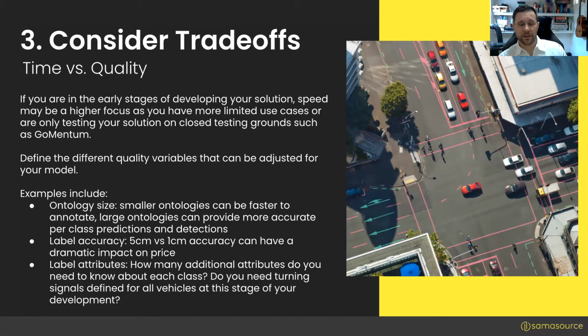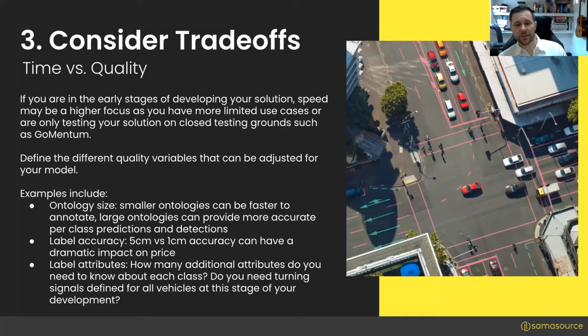What about your label accuracy? Is 5 centimeters okay? Is 1 centimeter okay? There's a big difference in price for getting to 1 centimeter of accuracy, and it's a lot more time to do so. So consider where you are and your system's capabilities as to whether at an earlier stage you can maybe set a lower maximum speed threshold for your vehicle, or not tackle the hardest scenarios at this stage of development.